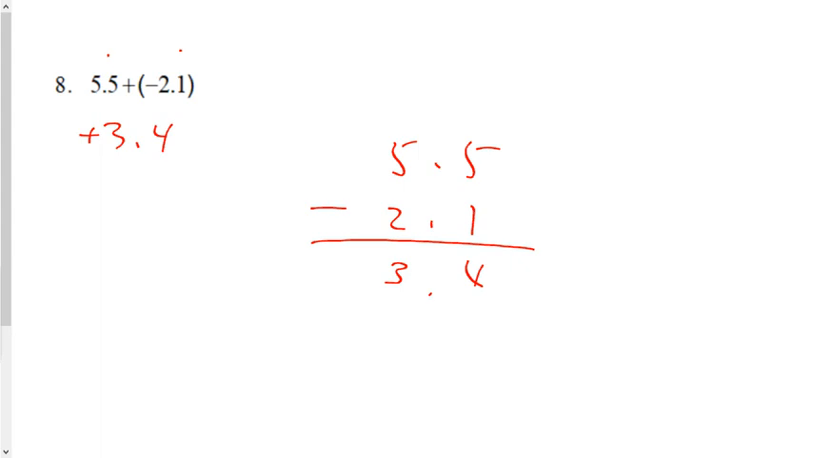We get into question 8. We have operations with simple rational numbers in decimal form that does not require a calculator. 5.5 plus negative 2.1, what do I have more of? I have more positives. Because I have more positives, I want to figure out what the difference is between the two. And if I subtract them, I figure out I have 3.4 more positives than negatives. And therefore, my answer is positive 3.4.